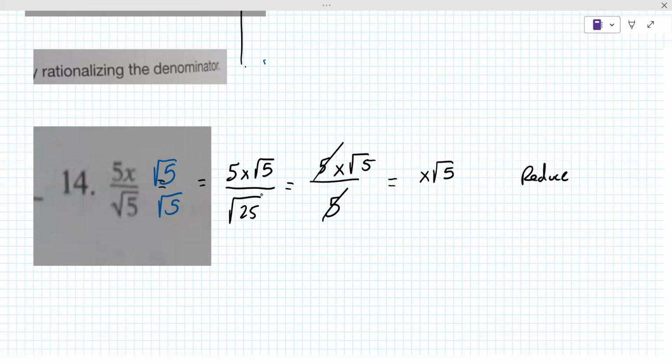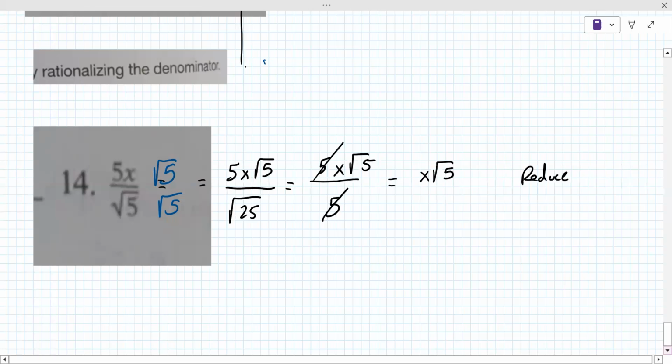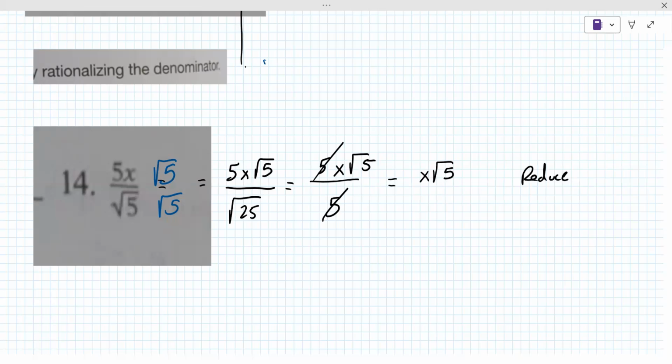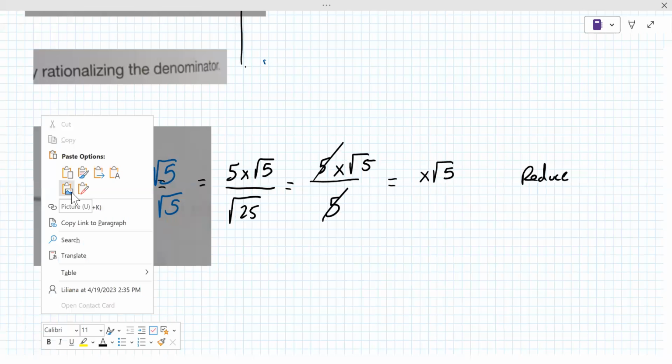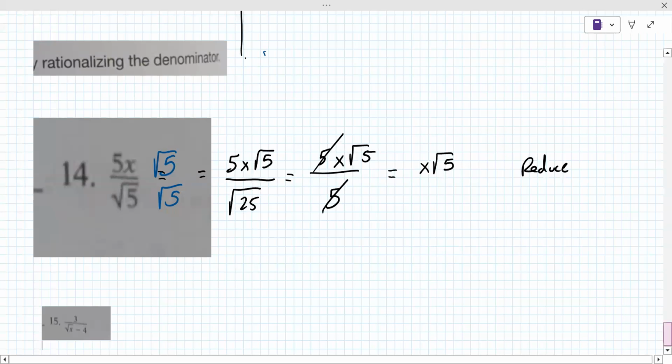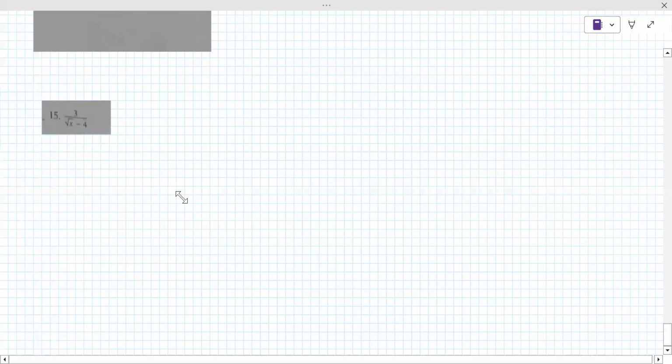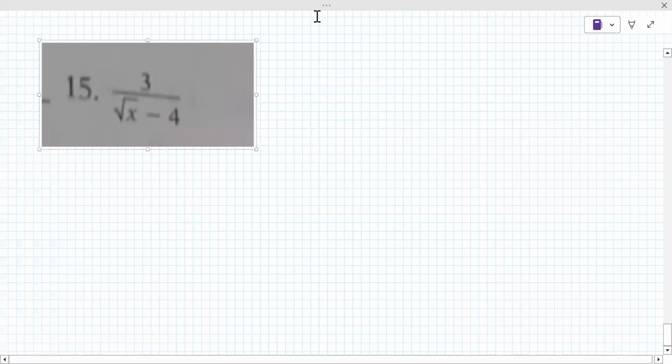Okay. All right. So let's keep going here. We're on to 15. This one is much more difficult, but you'll be able to do it, no problem. All right, so the difference between this problem and the previous one is there's more stuff on the bottom than just the square root. There's also this -4.